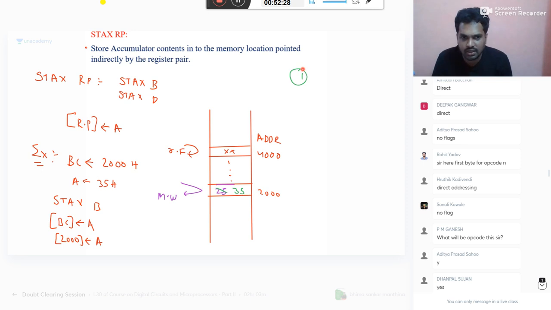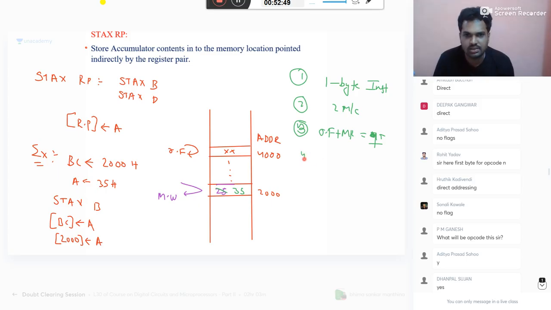It is a 1 byte instruction, 2 machine cycles: opcode fetch plus memory write, 7 states. What is the addressing mode? We have the concept of pointers: register indirect.